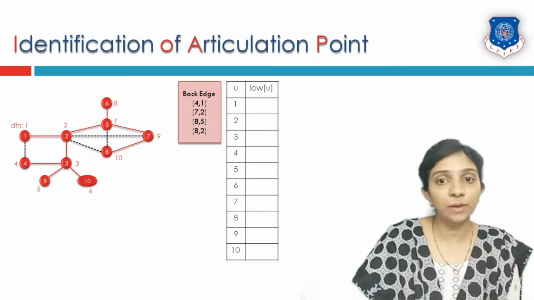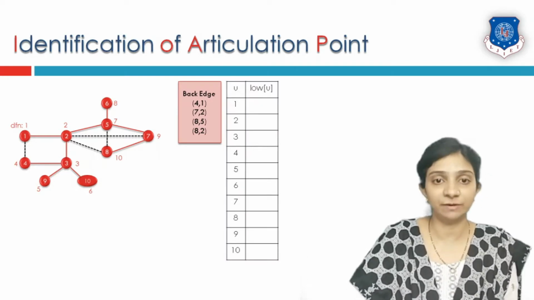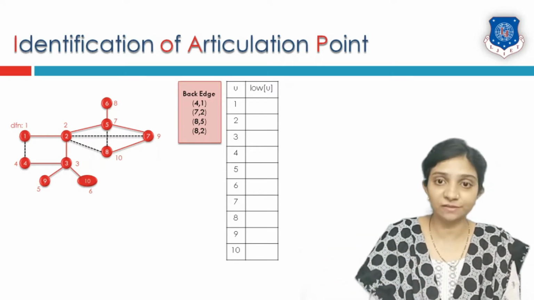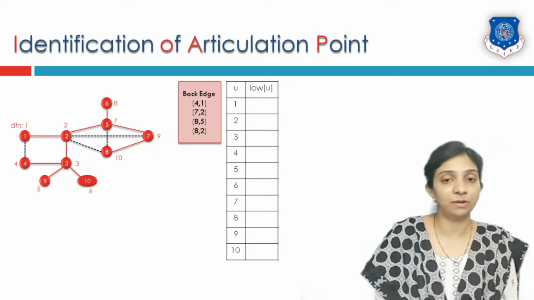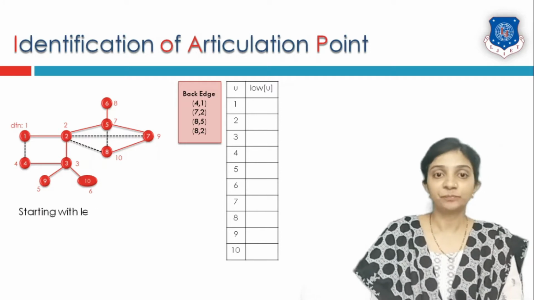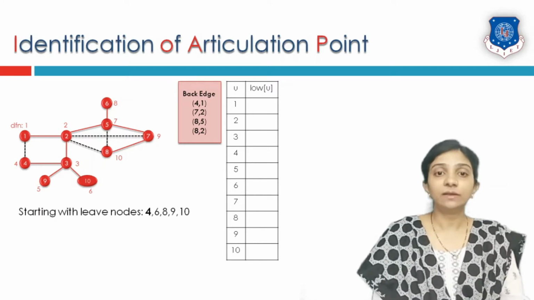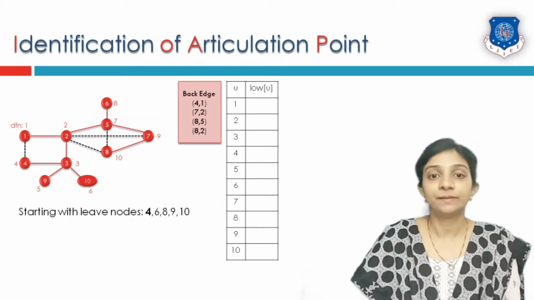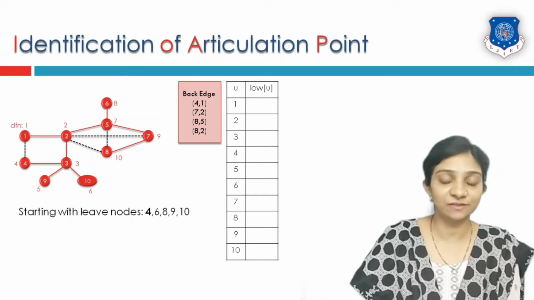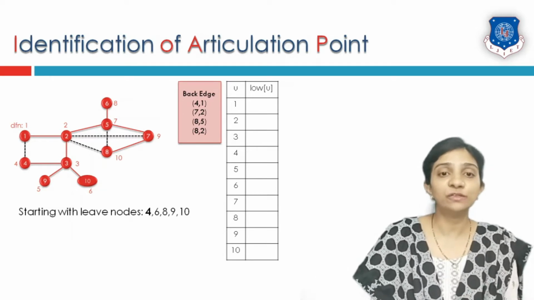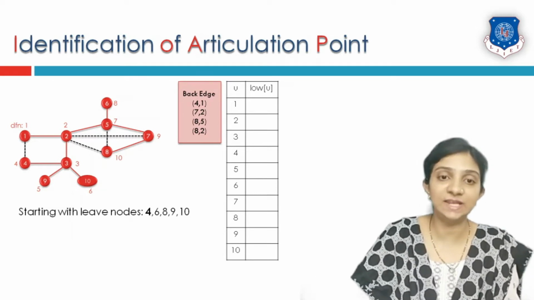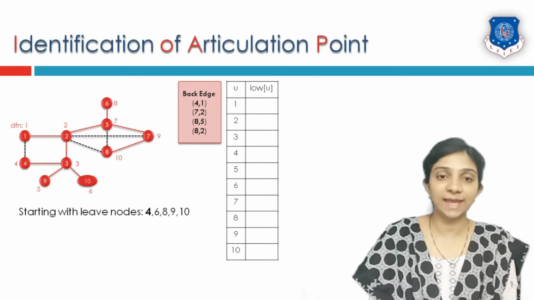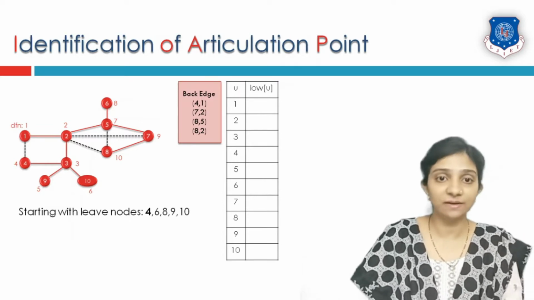So in order to calculate low of every vertex, in a DFS tree there are in total 10 vertices, so we are going to prepare a table of 10 vertices. Let us start calculating from the leaf vertices. Now what do we mean by leaf vertices or leaf nodes? Those nodes which don't have any child. That means vertex numbers 4, 9, 10, 8 and 6.